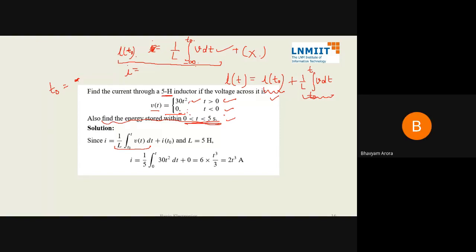Sir, if we take t naught equals to 1, then what will be the value? It will depend on the circuit, right? Like in this question, if t naught is 1, then I will cut out.